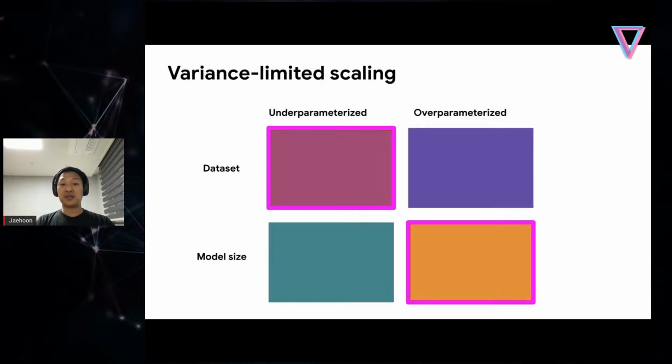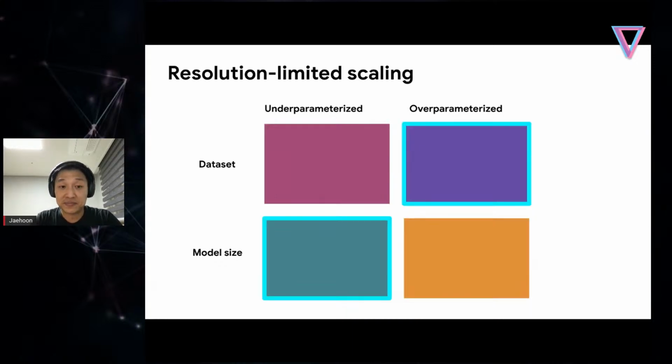These 4 scaling regimes can be further grouped into 2 separate categories. The first of them is what we call the variance-limited scaling regime, and they correspond to these diagonal blocks here. In these regimes, we observe relatively simple scaling exponents in accordance with classical theory results. The other category is denoted as the resolution-limited scaling regime, which corresponds to these off-diagonal blocks. Here we observe more interesting exponents, and this may arguably be where practical deep learning models are being trained.